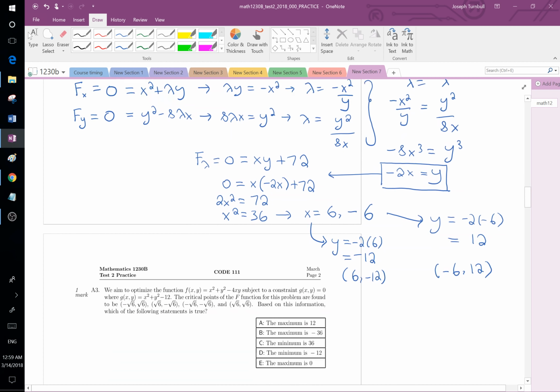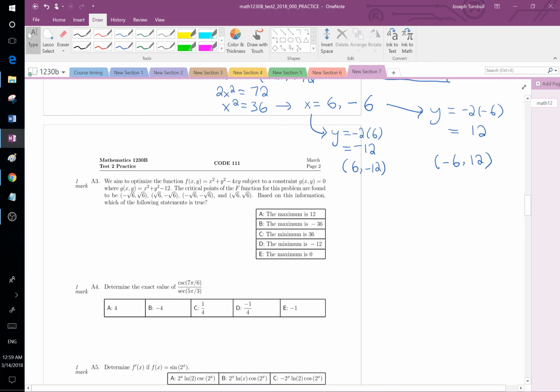Okay, next one. Number 3, we're given the function x squared plus y squared minus 4xy, and we're asked to optimize it subject to a constraint, where the constraint is given by x squared plus y squared minus 12. The critical points are given, so they tell us that negative root 6, and the other three, these three points are critical points of the Lagrange function. Then it asks, based on the information, which of the following is true. Which one's the max, which one's the min.